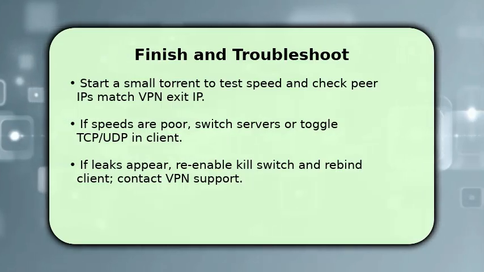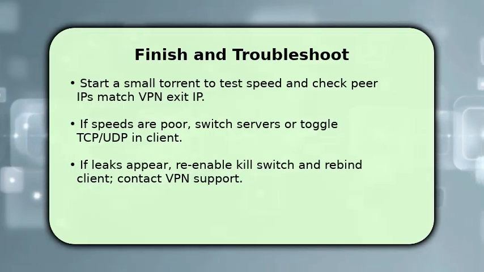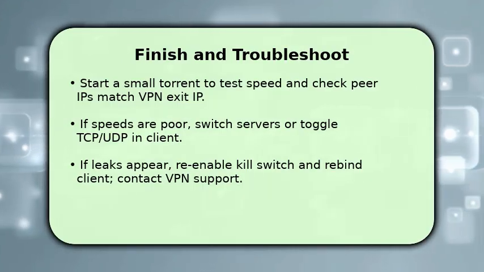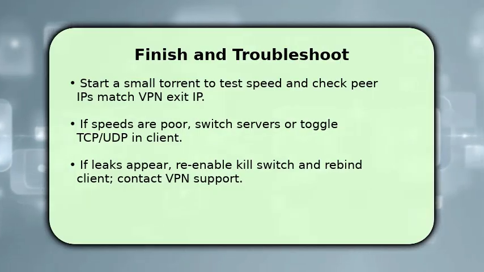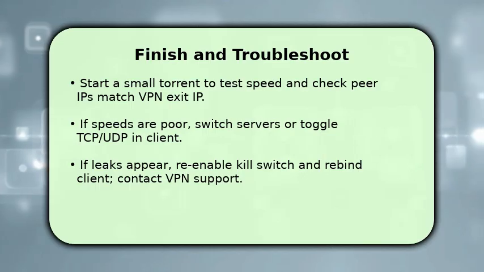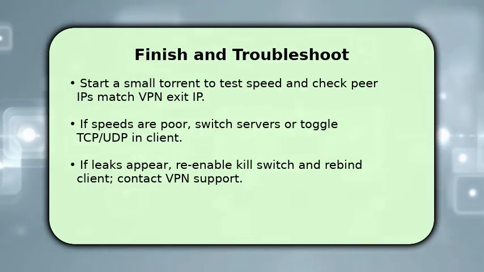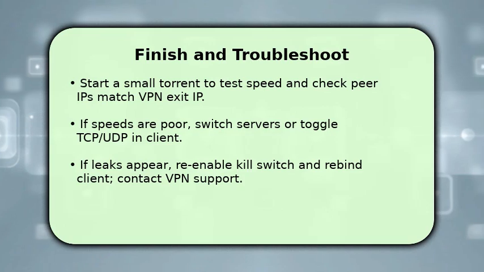This proves anonymity. If transfers are slow, switch to a different nearby P2P server or try switching the client's protocol between UDP and TCP to see which route's better. If you detect DNS or IP leaks, immediately re-enable the kill switch, rebind the client to the VPN adapter, and retest. If problems persist, contact your VPN support for logs and guidance so you can torrent safely.